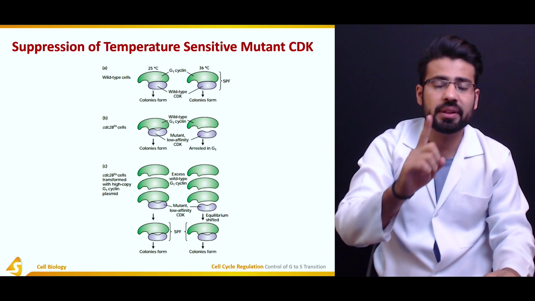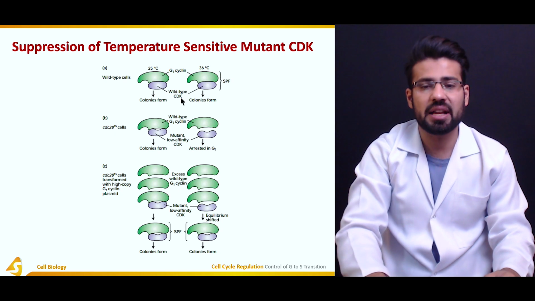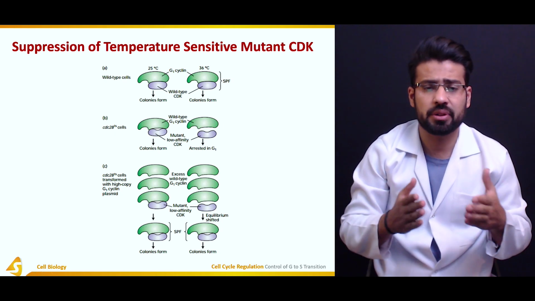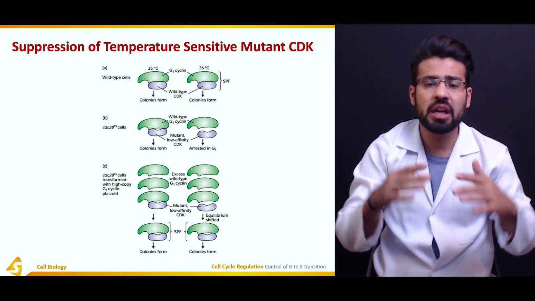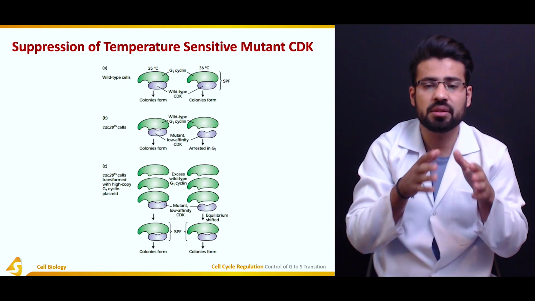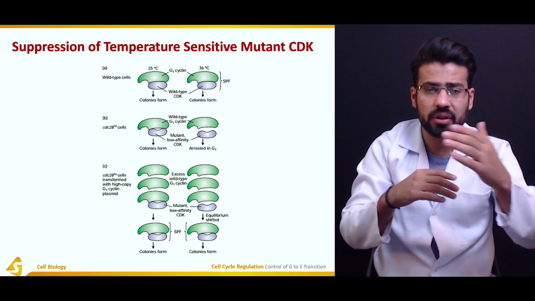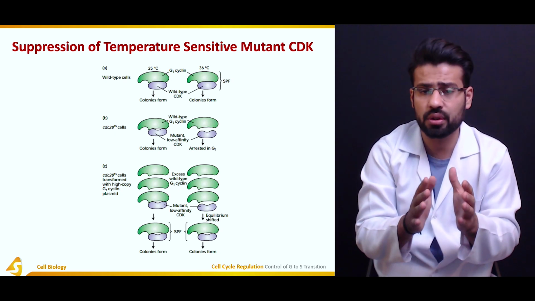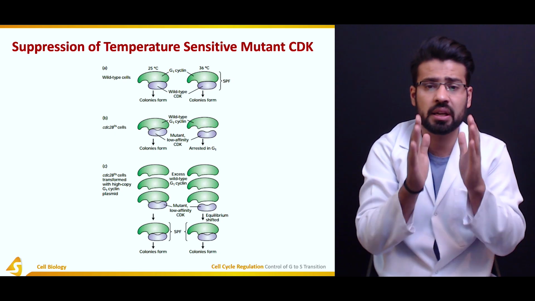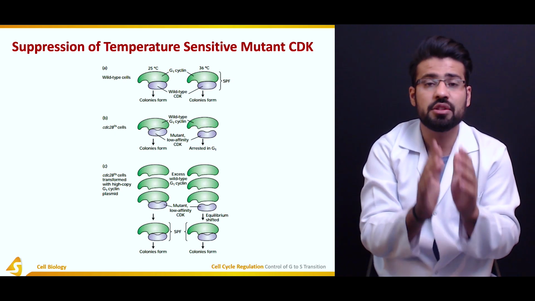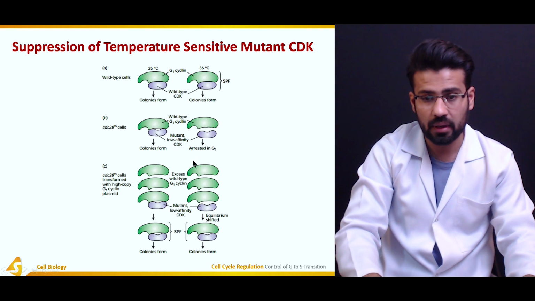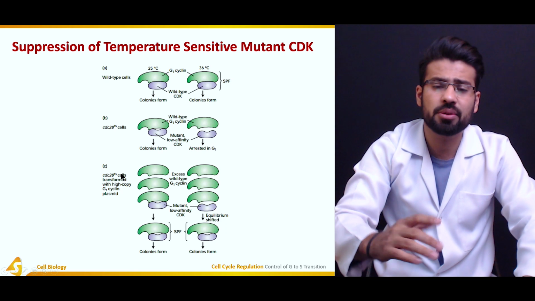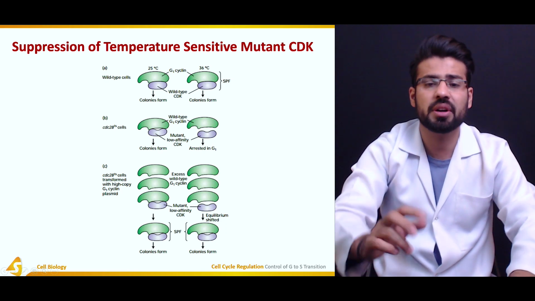But what happens when there is an increased temperature, as you can see over here? The mutant CDC28 temperature-sensitive cells have a low-affinity CDK, so in this case it is not going to bind with the cyclin, and when there is no binding there is no progression of the cell cycle, and hence the cell cycle is going to be arrested in G1 phase.